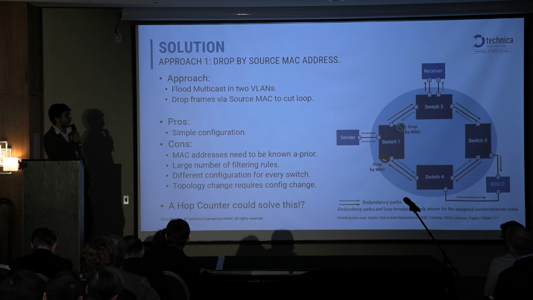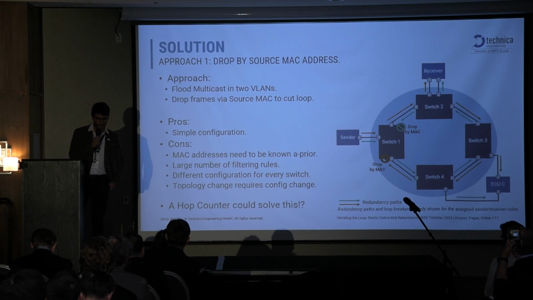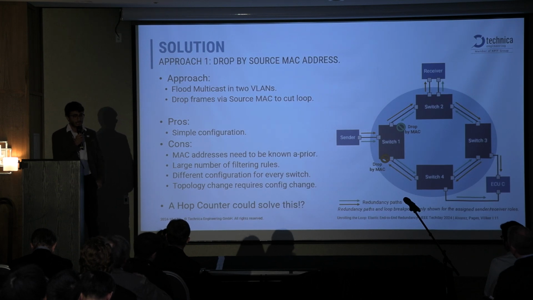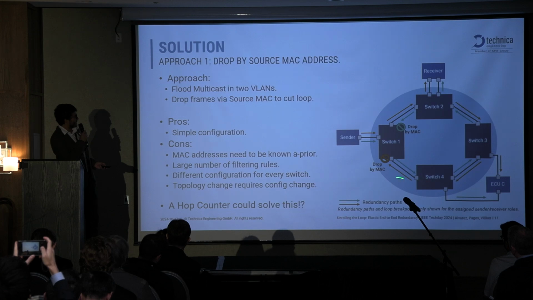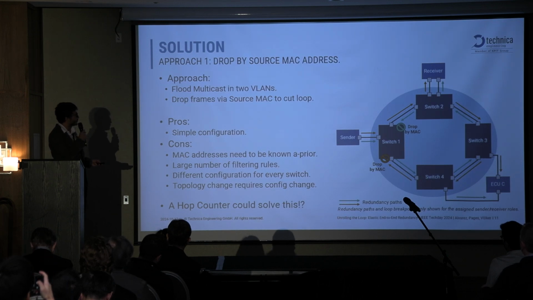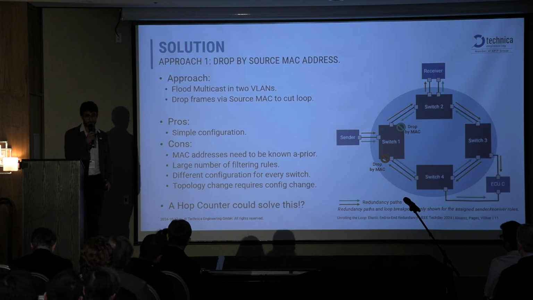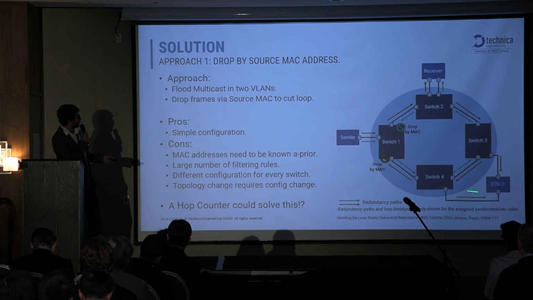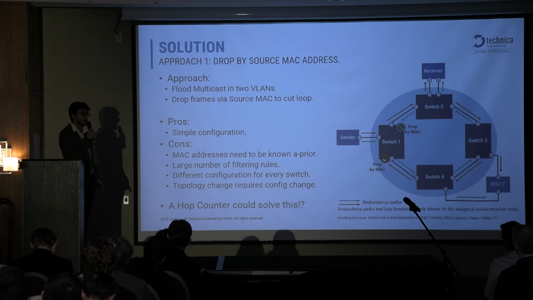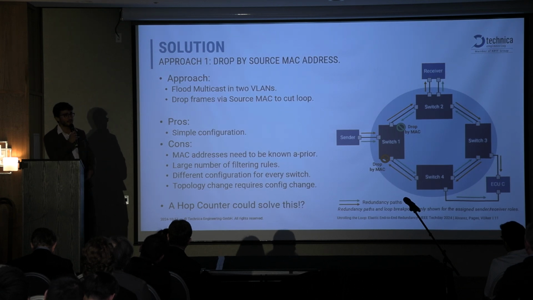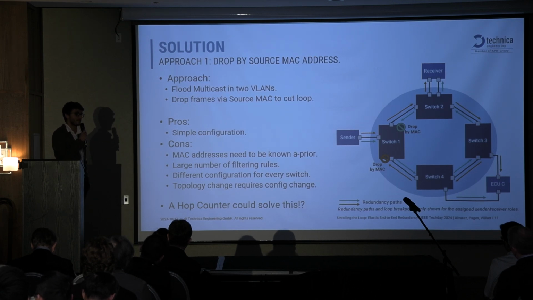So the first solution is, like I said, to drop by source MAC address. What is the approach here? We will have a sender in our ring, which is sending multicast frames on two redundant VLANs, right? One VLAN traveling in one direction and the other in the other direction. Of course, these frames will travel through the whole switch, and when they have reached the origin, the place where they have entered the ring, then we just need to drop them, filtering by their source MAC address.